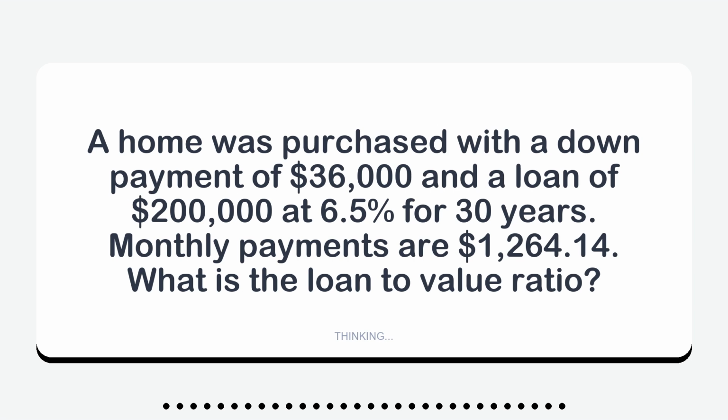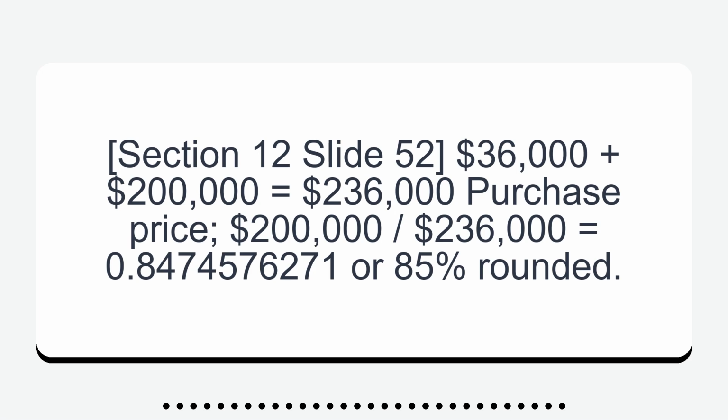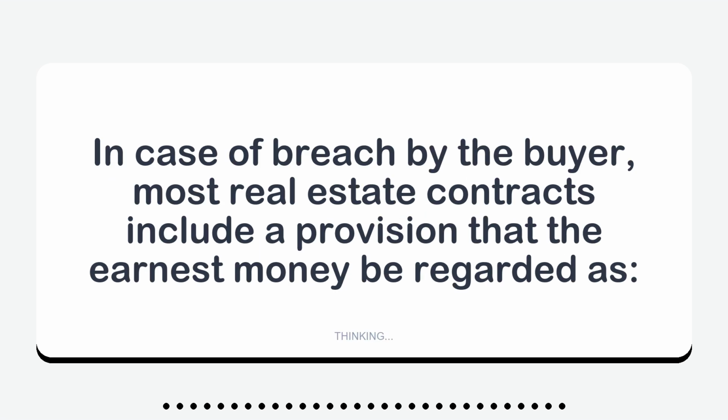A home was purchased with a down payment of $36,000 and a loan of $200,000 at 6.5% for 30 years. Monthly payments are $1,264.14. What is the loan-to-value ratio? Section 12 Slide 52. $36,000 plus $200,000 equals $236,000 purchase price. $200,000 / $236,000 equals 0.847457627, or 85% rounded.